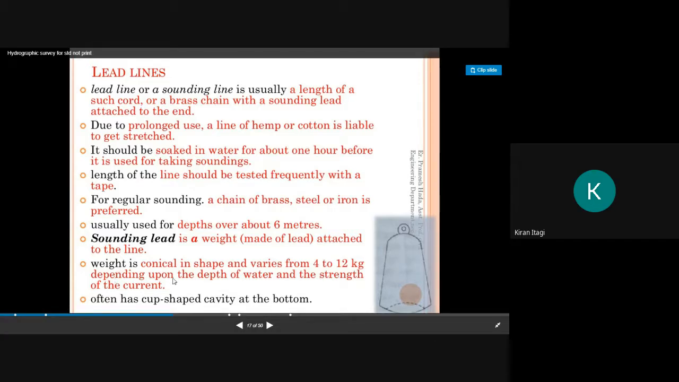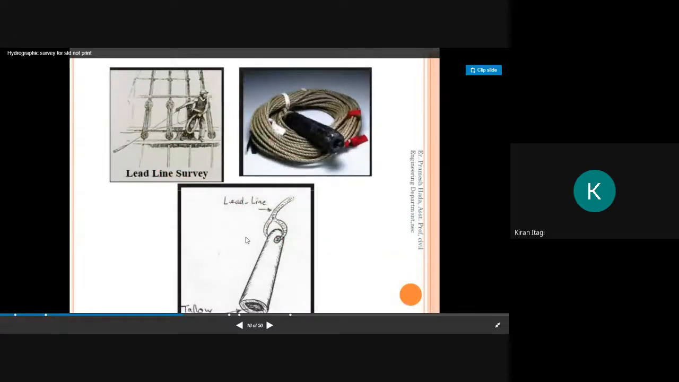The weight is conical in shape and varies from 4 to 12 kg. This weight you can see is around 4 to 12 kg depending upon the depth of the water and strength of the current. It often has a cup shaped cavity at the bottom. So this is your lead line survey, this is how it is, and this is the bed which you leave in the water.